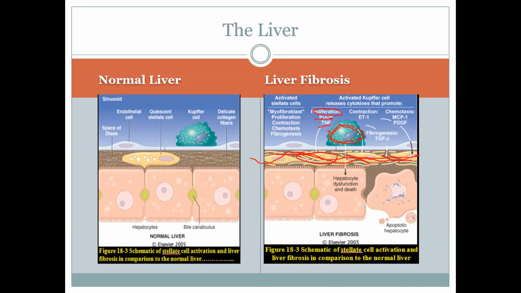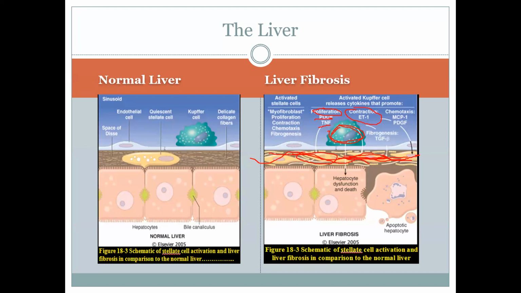At the same time, the Kupffer cell will also be making contraction cytokines such as endothelin-1 that will promote the contraction of the ito cells, resulting in further hindrance of the flow of blood into the liver.